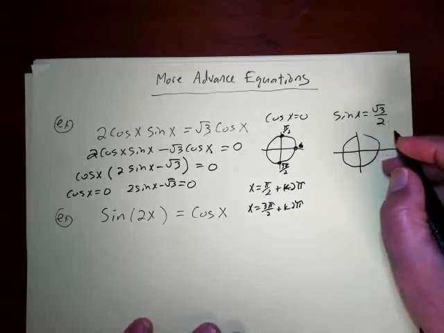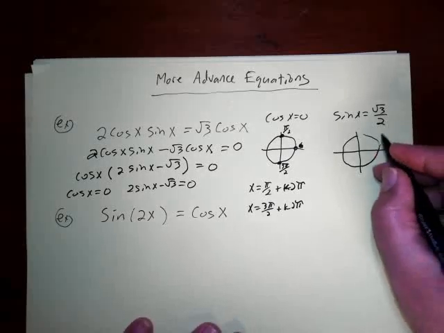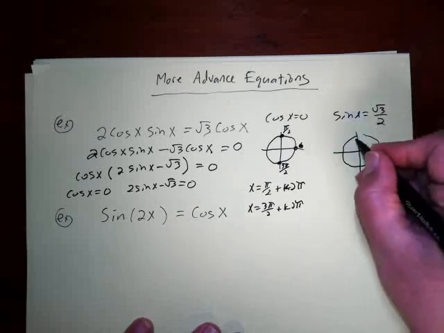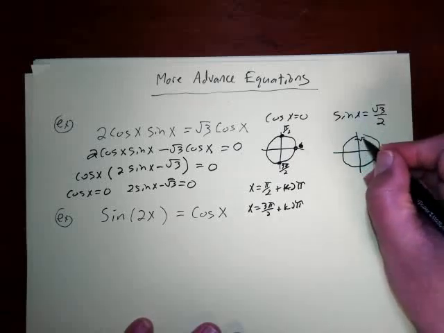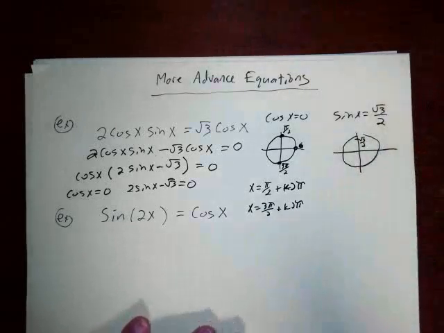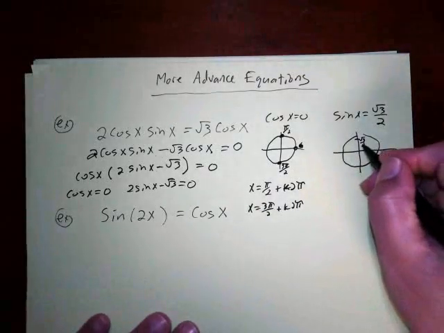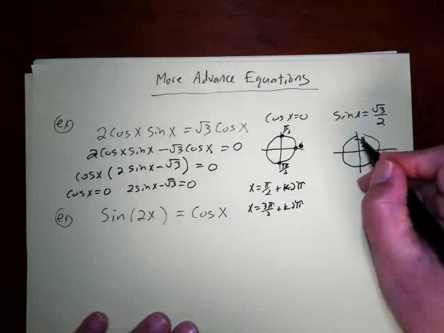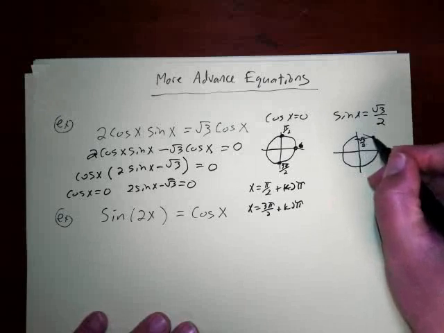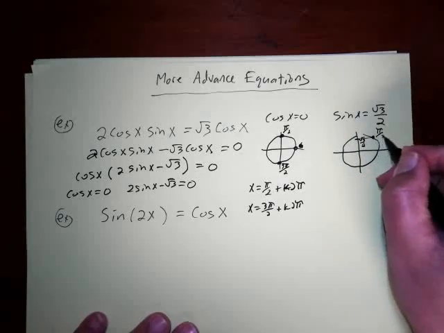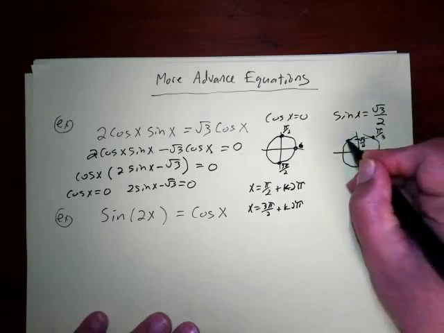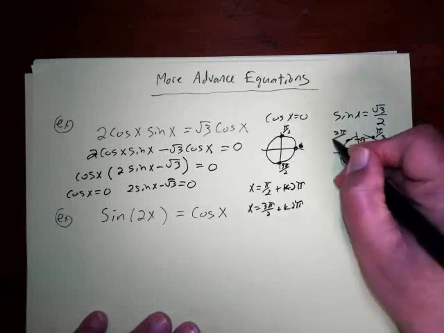Let's see here. So the sine square root of 3 over 2 would be up here. Sorry, I was confusing myself for a second there. Okay, so basically your two solutions are over here, which is pi over 3, and then your other one is over here, which is 2 pi over 3.